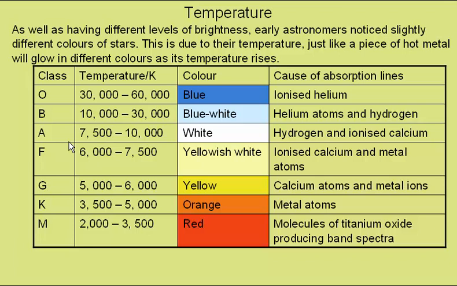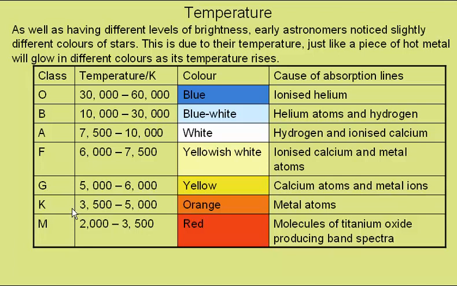An A-class star between 7,500 and 10,000 Kelvin would be white in colour, and the absorption lines due to hydrogen and ionized calcium. An F star between 6 and 7,500 Kelvin, yellowish white in colour, with ionized calcium and metal atoms causing the absorption lines. A G-class star between about 5 and 6,000 Kelvin would be yellow, and would have absorption lines caused by calcium atoms and metal ions. Our Sun is a G-class star.